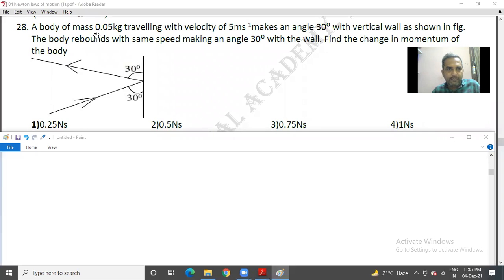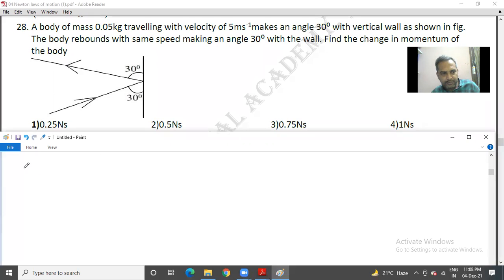A body of mass 0.05 kg traveling with the velocity 5 meter per second, making an angle 30 with the vertical wall as shown in the figure. The body rebounds with the same speed, making an angle 30 with the wall. Find the change in momentum of the body.